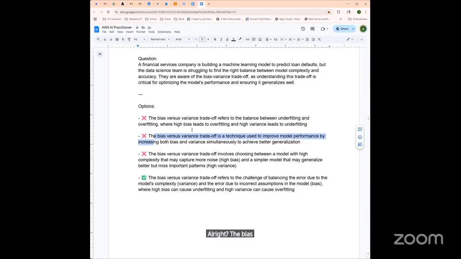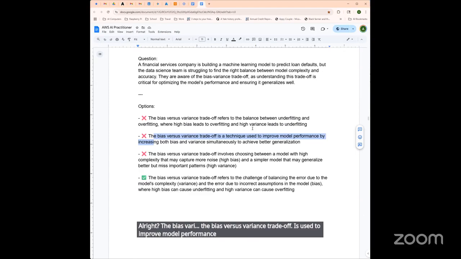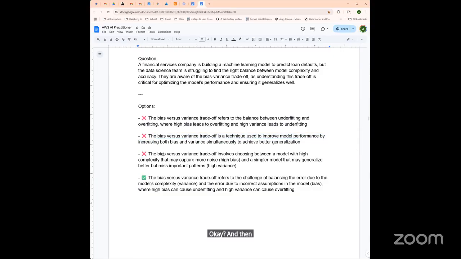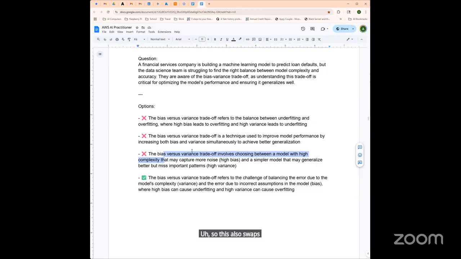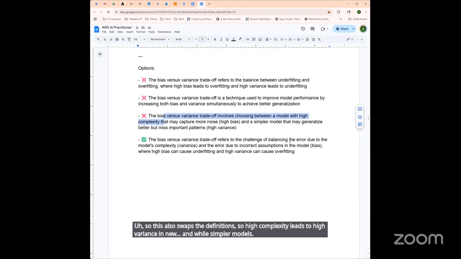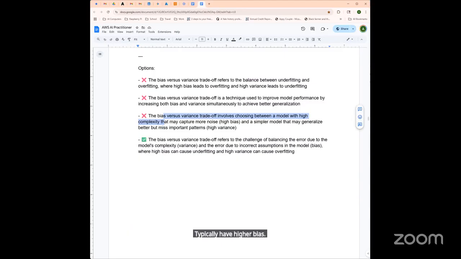The bias versus variance trade-off is used to improve model performance by increasing... No, so this is incorrect. Raising both increases the total error. Okay. And then the bias variance model trade-off involves choosing between a model with high complexity. So this also swaps the definition. High complexity leads to high variance, while simpler models typically have higher bias. All right.